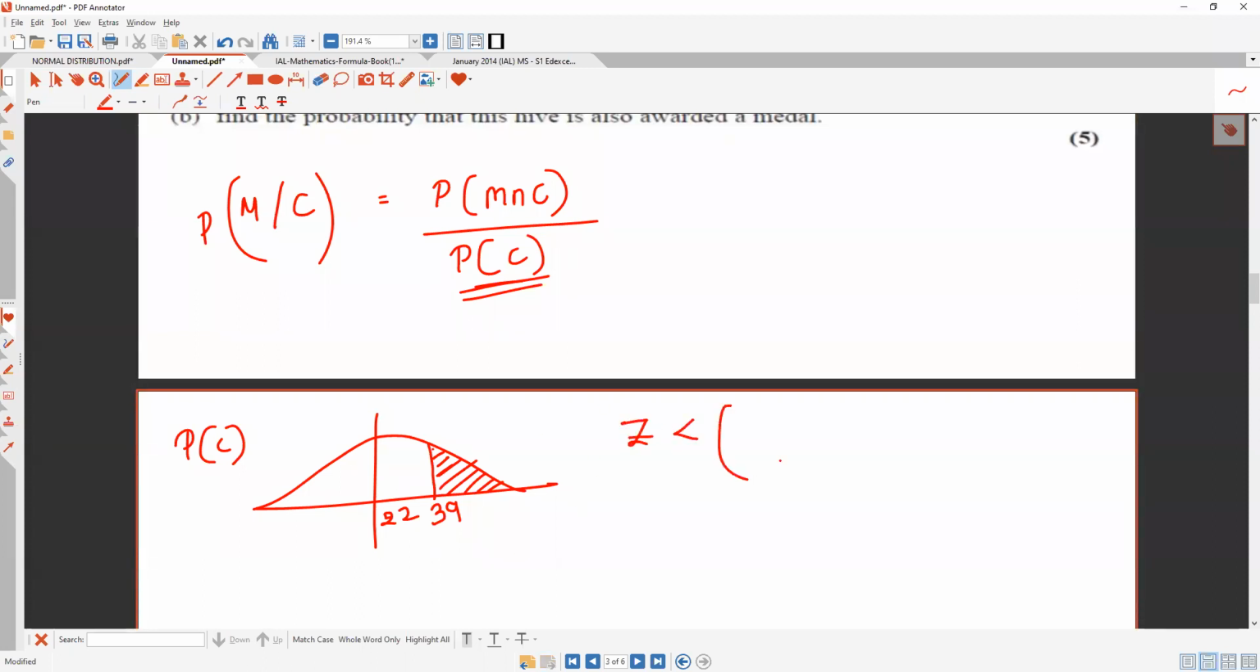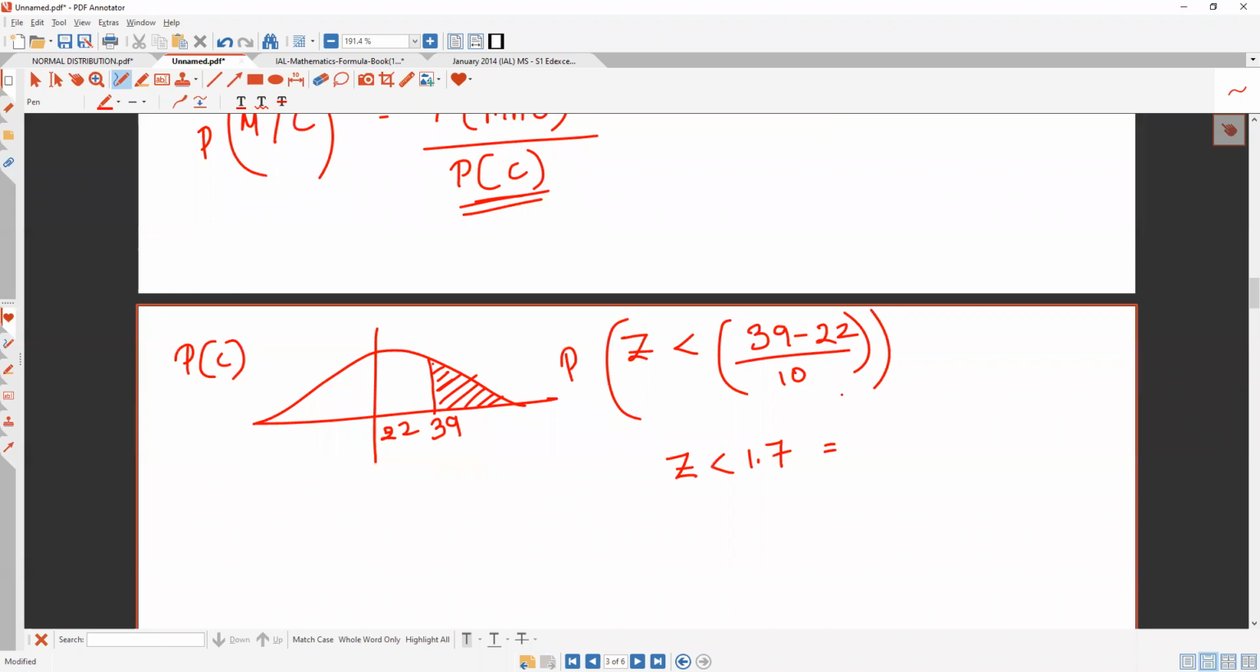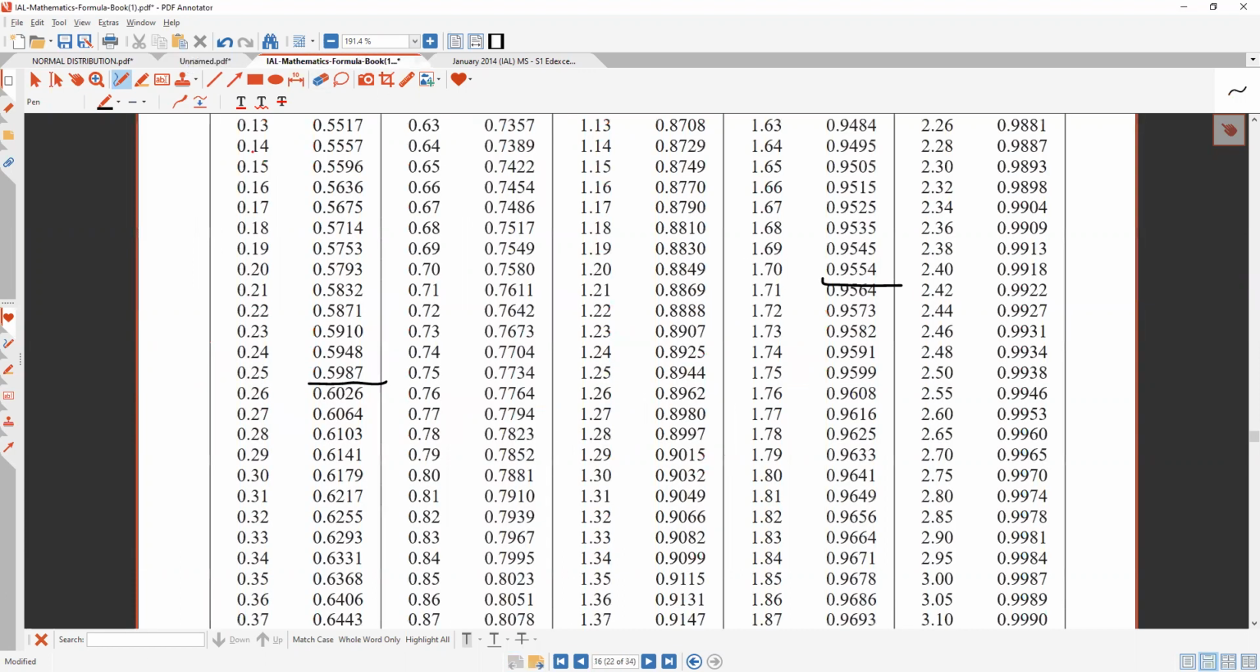Let's find Z less than 39. You guys do this for me first of all. Probability of Z less than (39 minus 22) divided by 10. How much are you getting? 1.7. So the answer is not 1.7; it is Z less than 1.7. Go to the table. How much is it? 0.9554. I told you to find the probability, right? So find the probability: 0.9554.